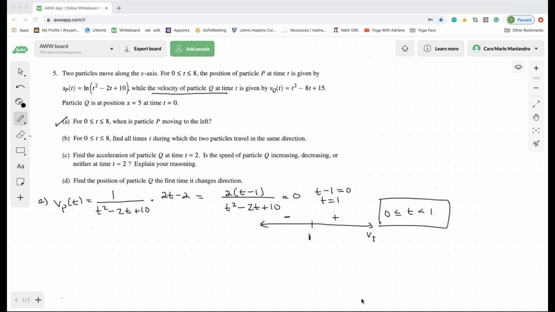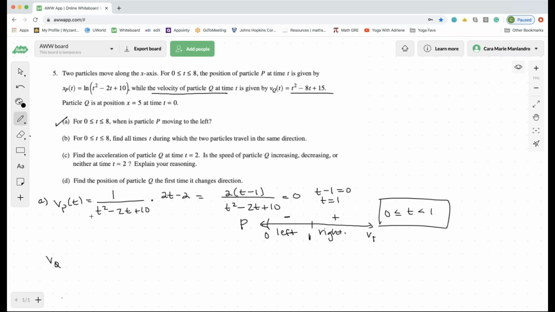All right, so for part B, find all times t when the particles are traveling in the same direction. Okay, so for particle P, we know that it's left and then right. So now we just need to figure out what Q is doing.